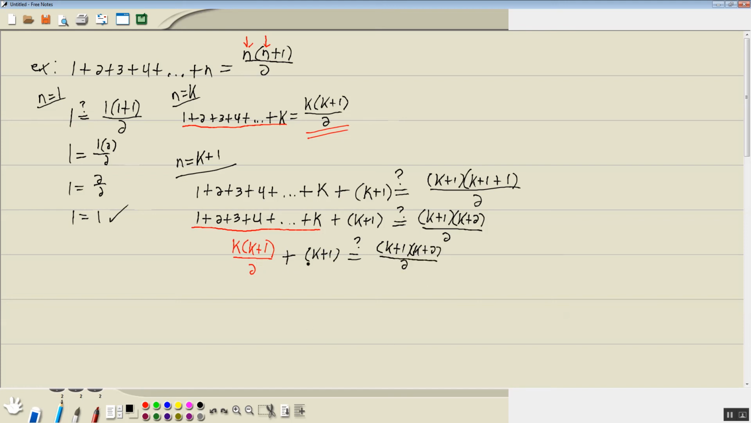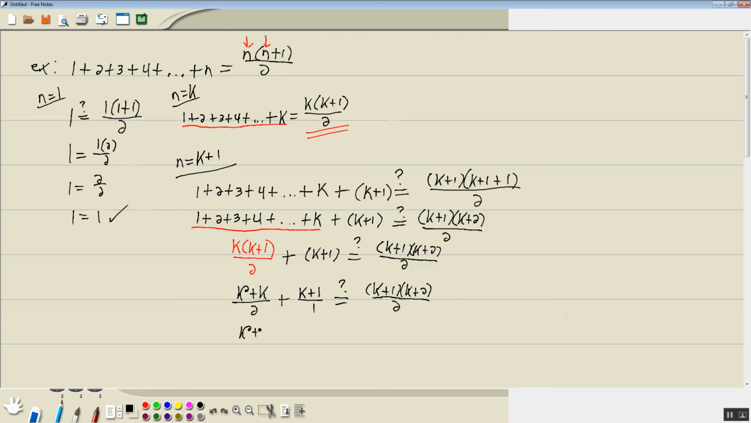Well, I can get a common denominator over on this side. So I'm going to multiply this together. K times k is k squared. K times 1 is k over 2 plus. And you can always create a fraction by putting it over 1. So I'll put that over 1. And again, we're wondering if that's going to equal to k plus 1 over k plus 2. Now our common denominator would be 2. Since this has a denominator 2, and this is 1, then 2 times 1 is 2.